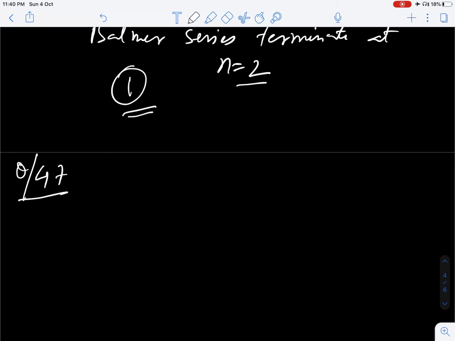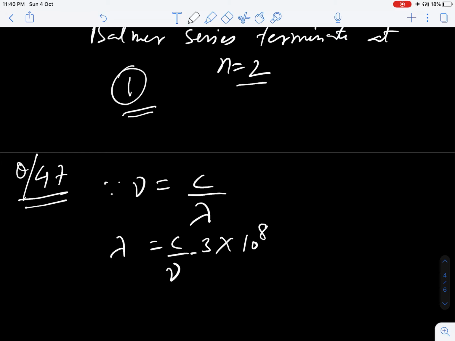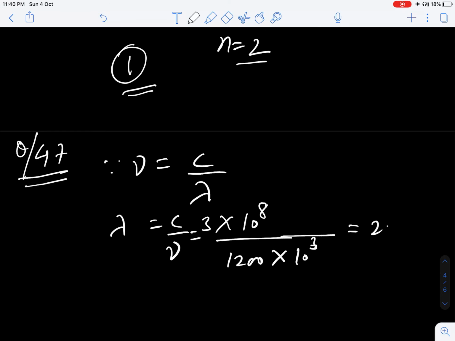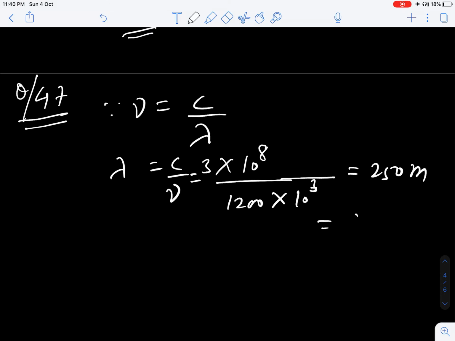Question number 47. For a broadcasted electromagnetic wave having the frequency given, we have to find the number of waves. This is a very simple question. We know that frequency is equal to c upon lambda, so lambda is equal to c upon nu. C is 3 into 10 power 8 divided by frequency. Frequency is given as 1200 kilohertz. Convert to hertz, multiply by 10 power 3. So you will get 250 meter, or 0.25 kilometer.